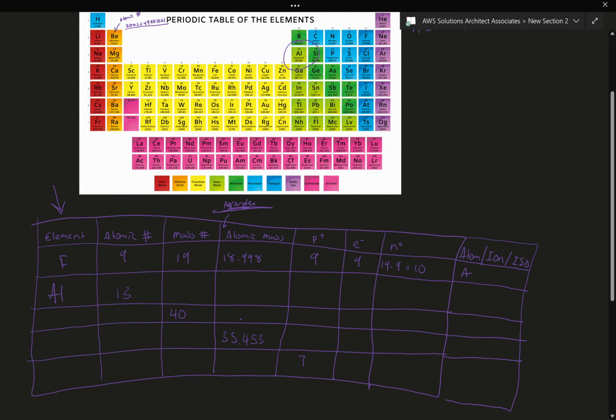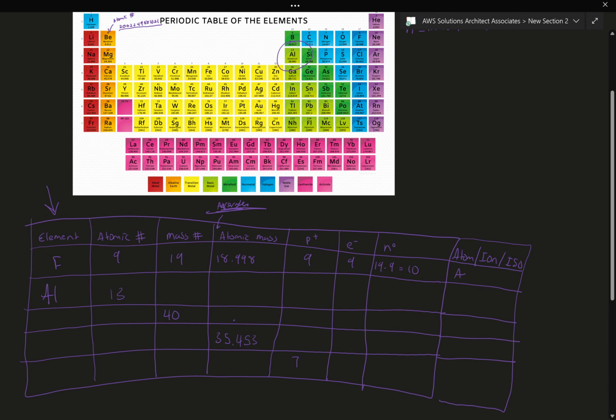All right, so now what is the mass number of aluminum? Remember, mass number is when you round the number at the bottom, okay? And when you round it, you'll end up with 27. And the average atomic mass, that is the actual number that's there, okay? So it's 26.982. The number of protons is the same as the atomic number, so it's 13, which is also the same as the number of electrons, which is 13.